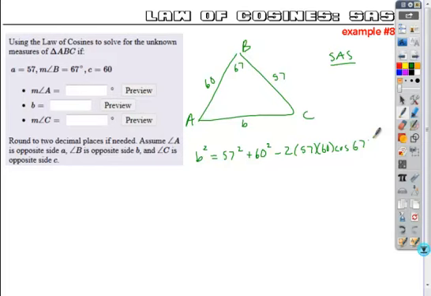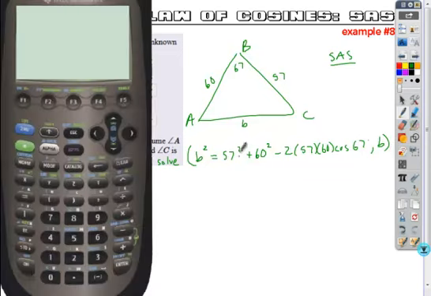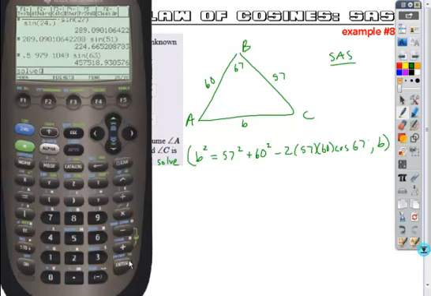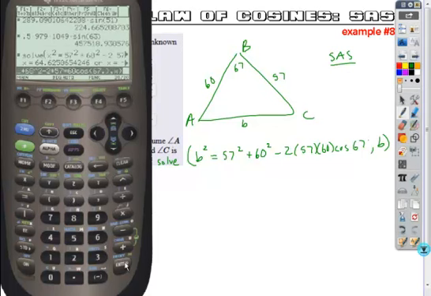Now, this particular case is probably easiest to solve just using the solve feature of your calculator. You can manage it by hand too if you want, but I'm just going to use the solve feature here, and I'm going to use x instead of b. I get x squared is equal to 57 squared plus 60 squared minus twice the product of 57 times 60, all times the cosine of the angle involved, 67. I'm going to enter a decimal so my answer is displayed as a decimal, comma, x is the variable I chose.